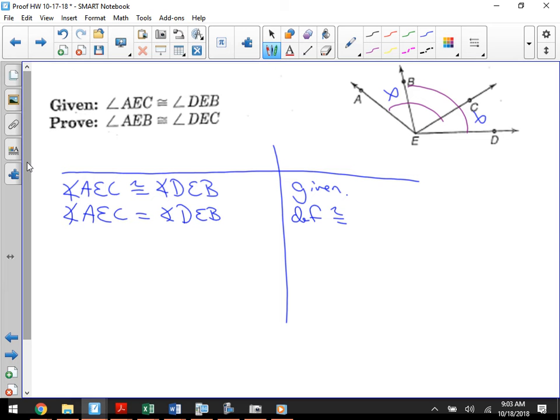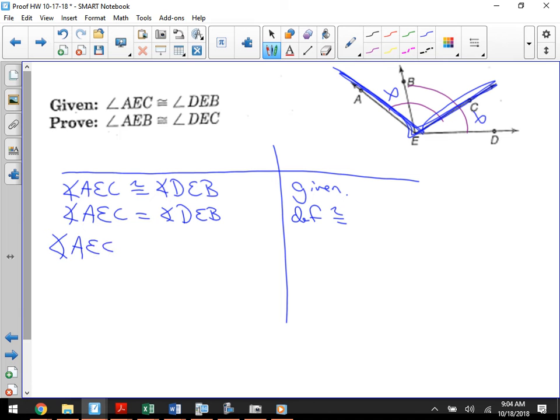So at this point, if you have no clue what you're doing, you have no idea what to do, you can always go to the diagram and make something up. Look at what you have. You have angle AEC. What is that angle made up of? It's made up of two smaller angles. So if you have no clue what you're doing, just by looking at the diagram, you get half a chance, don't you?